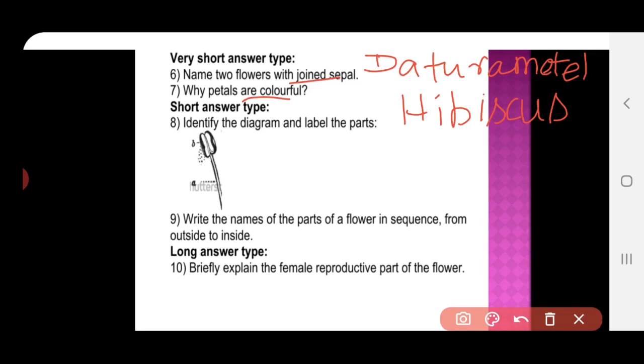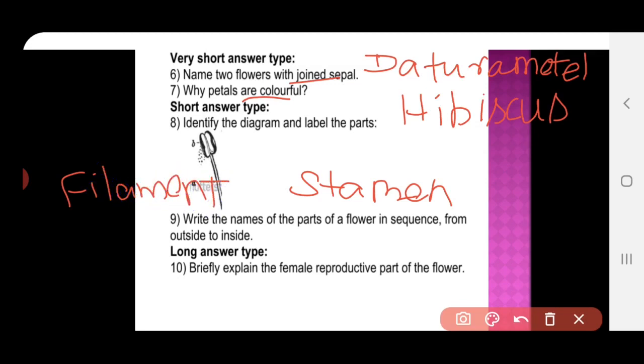Okay. And next, eighth question, that is short answer type. Identify the diagram and label the part. So what is this diagram? This is a male reproductive part of a flower and this is stamen. Okay. And you are going to label the part. This is the A, it is filament. And B, it is anther. Okay. This is the male reproductive part of a flower.